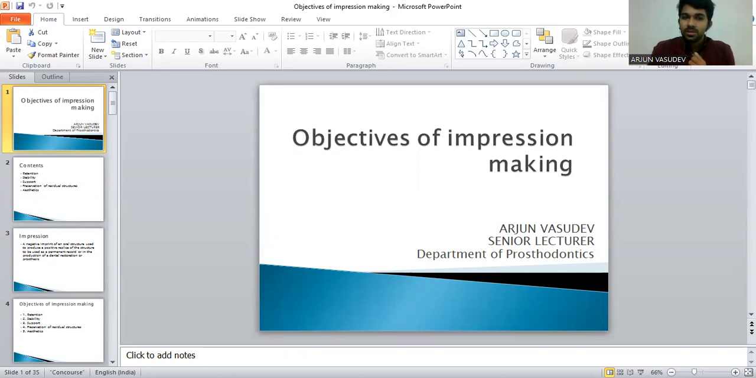The tissue displaceability. The displaceability of the tissues affects the retention of the denture. The tissue displaced during impression making will rebound during function and lead to loss of retention.